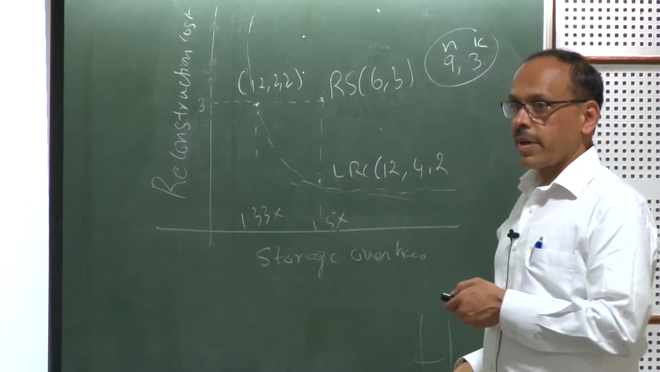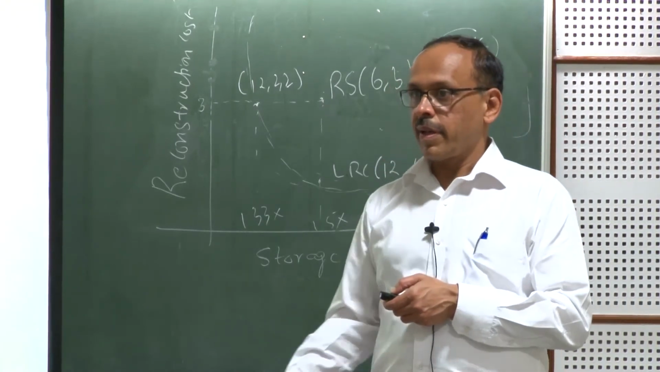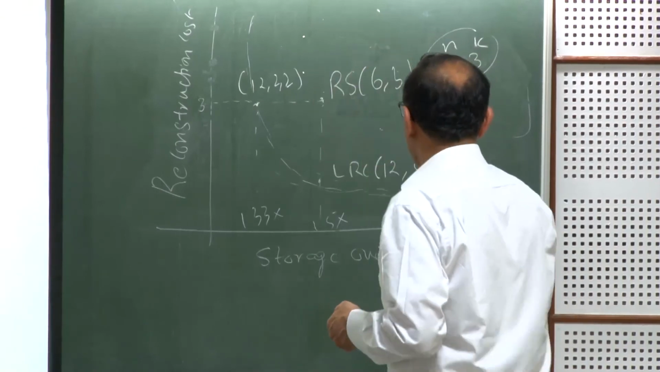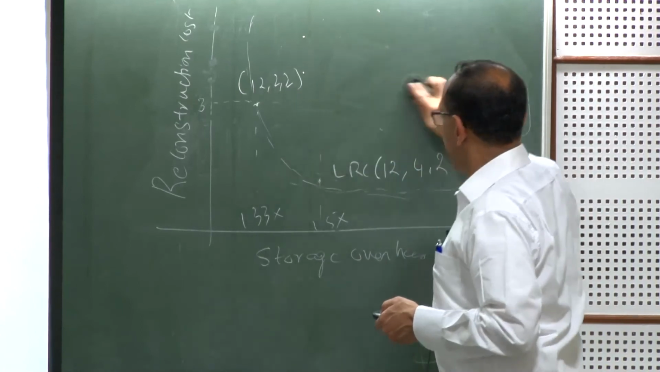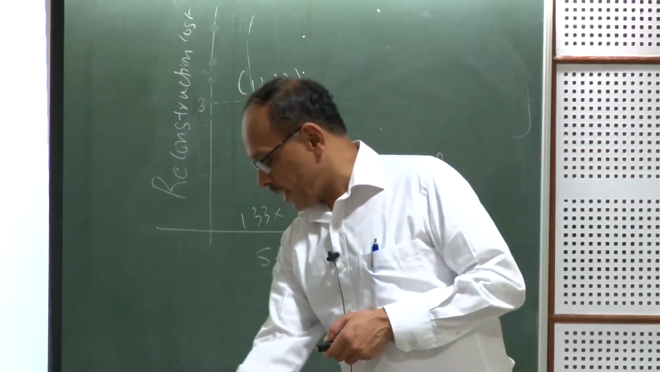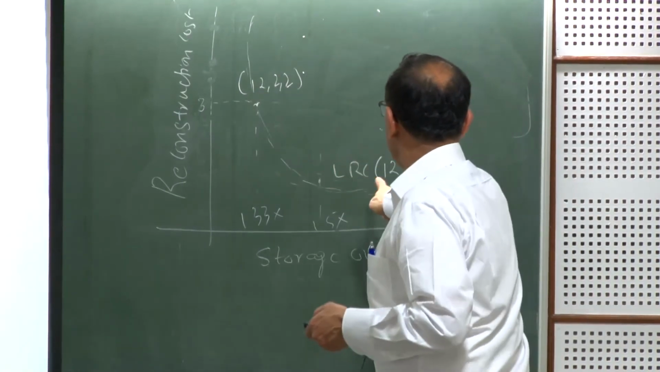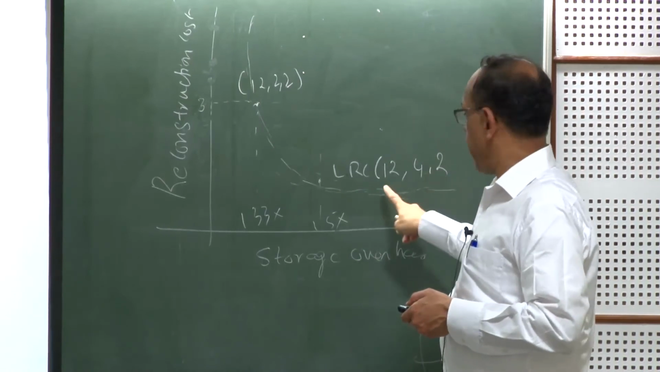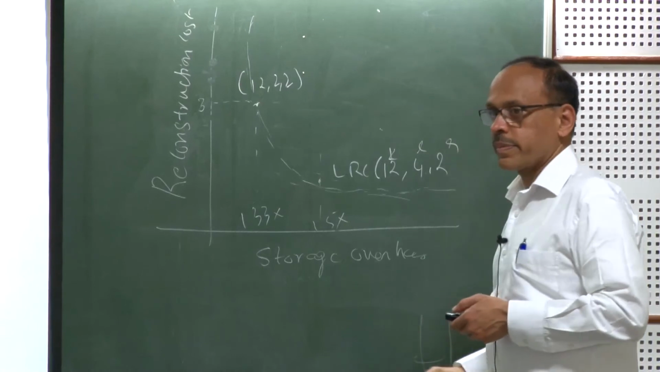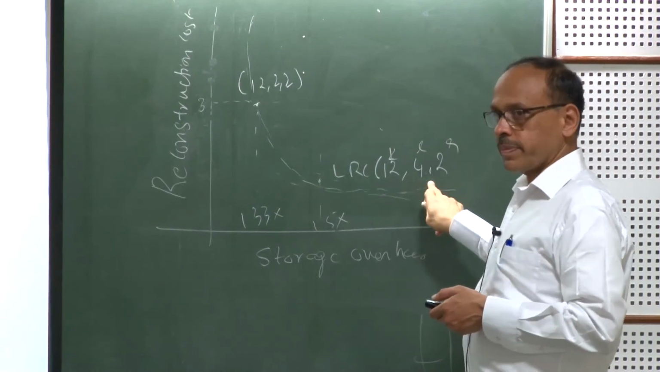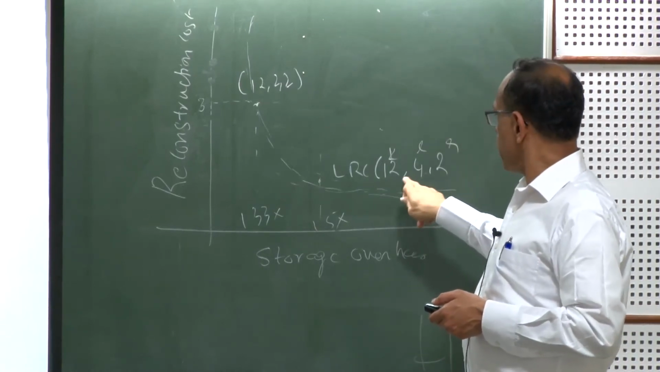No, in RS, 6 itself is the total length. That's what I am saying. Let's take these 2 points here, the 12, 4, 2 code. Let's say this is k, this is L, and this is R. So what's the length of this code? 18.